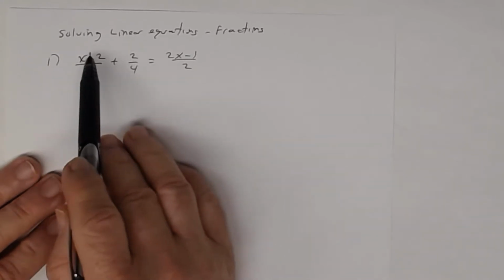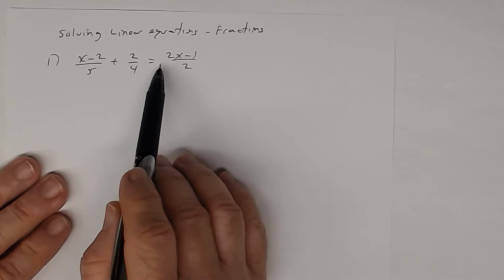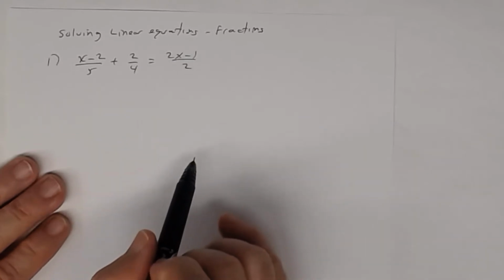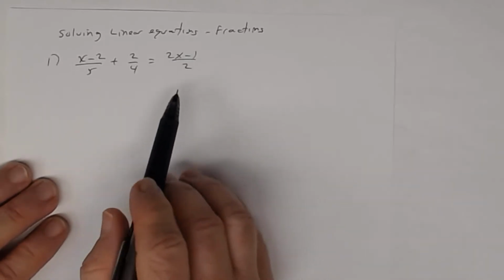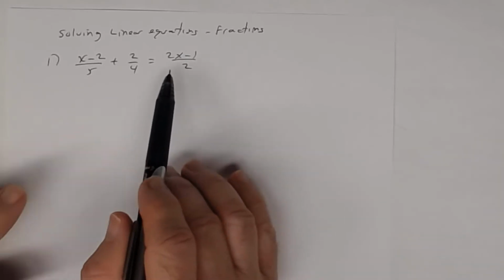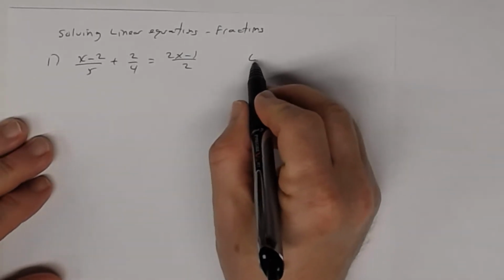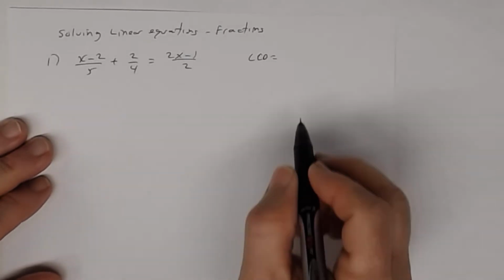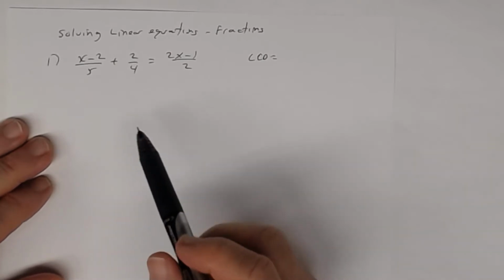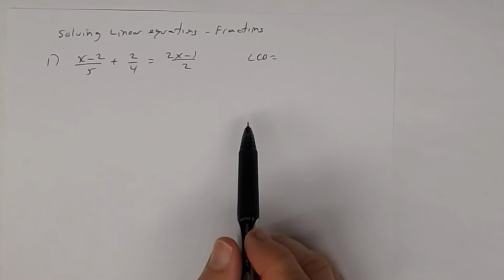So we have x minus 2 divided by 5 plus this fraction, which is 2/4, equals this fraction, which is 2x minus 1 divided by 2. So the first thing you want to do, the best way to deal with this, is to multiply both sides by the least common denominator. And that's going to help you later on when we deal with rational expressions in which there are variables in the denominator. You're going to use the same idea.